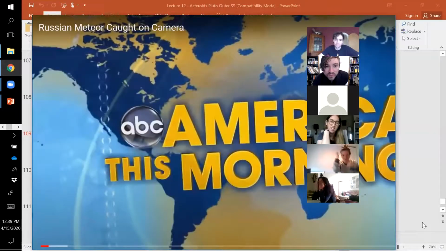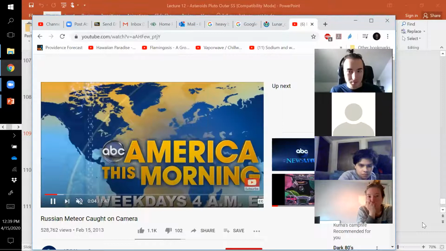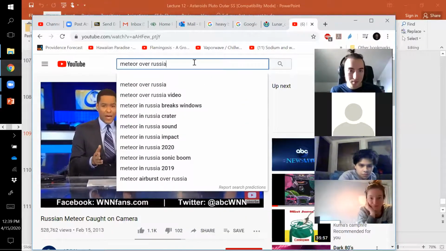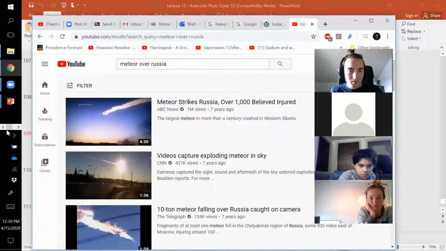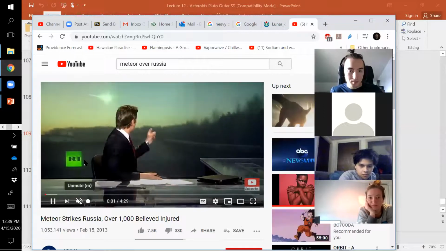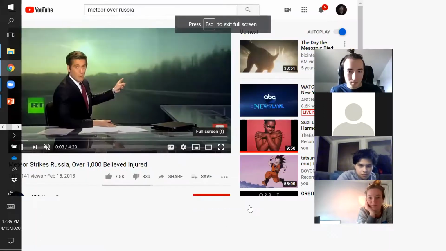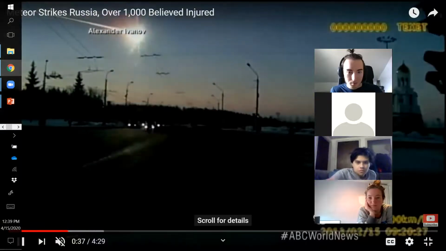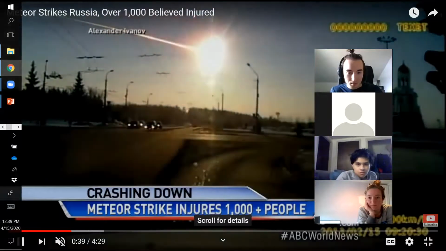There was one that struck Russia a couple of years ago that a whole bunch of people caught. A meteor over Russia blew the glass out of a bunch of windows. People got all sorts of different views of this thing. Here's someone from Russia today. Look at that video there. Look at that fireball. It's amazing.